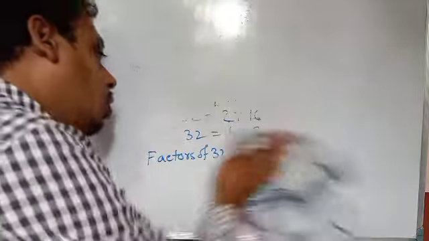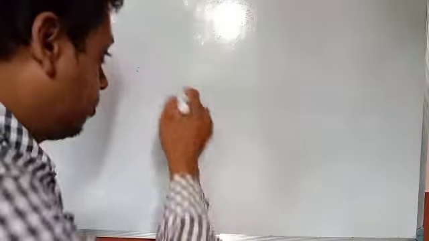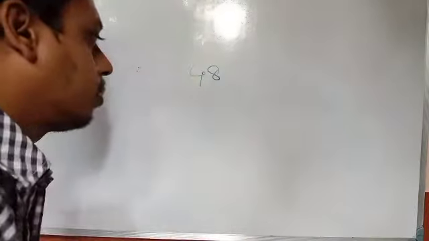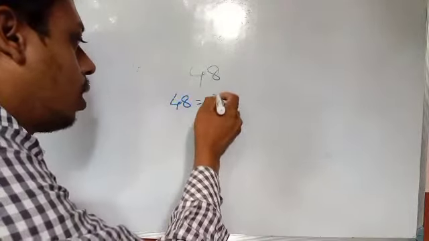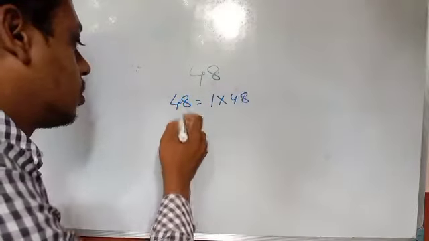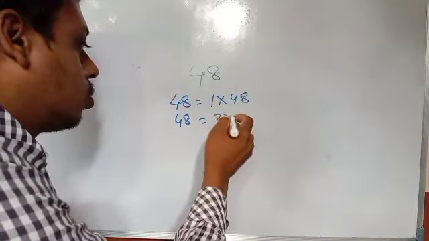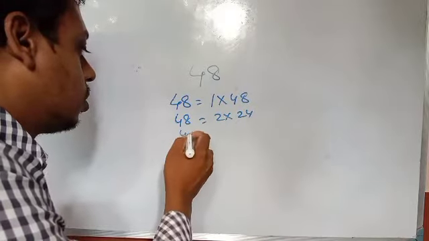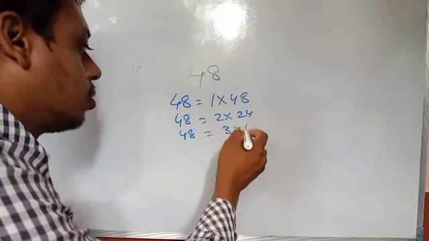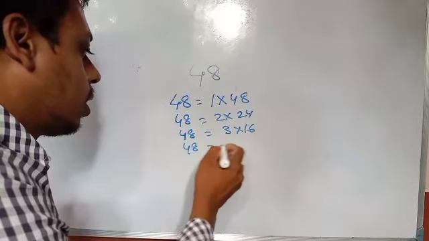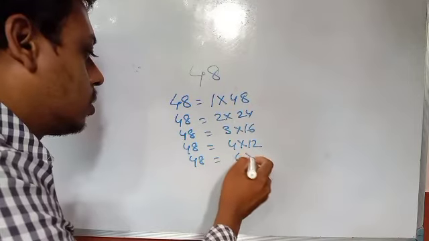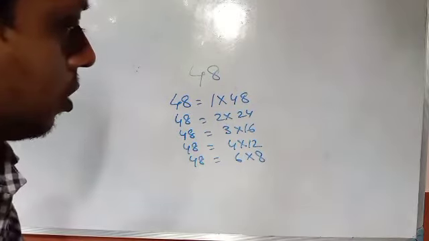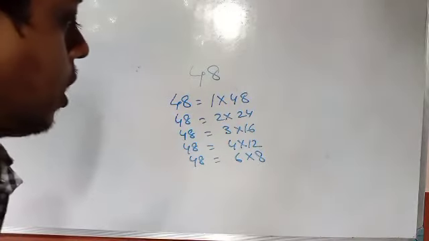Now another one, suppose 48. I am writing 48, a number. Now 48, you can write 1 into 48, 2 into 24, 3 into 16, 4 into 12, and 6 into 8. So this way, these are the ways you can write 48.